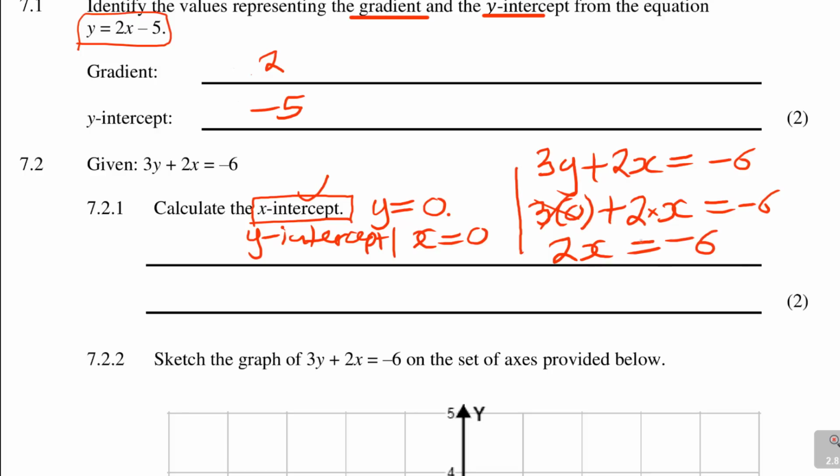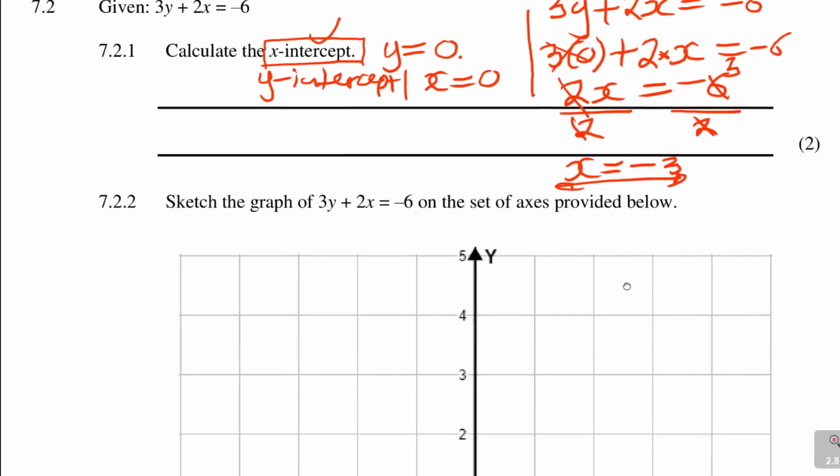I told you 2 times x. How do you remove that times? You divide by 2 on both sides. What you do on the left, you do on the right. Then you cancel there. Then you've got your x now is equal to, 2 goes into 6 3 times, but it's minus 3. Don't forget that. So guys, that's how you get that answer there. Please go through it, pause the video, and then it will greatly help you.